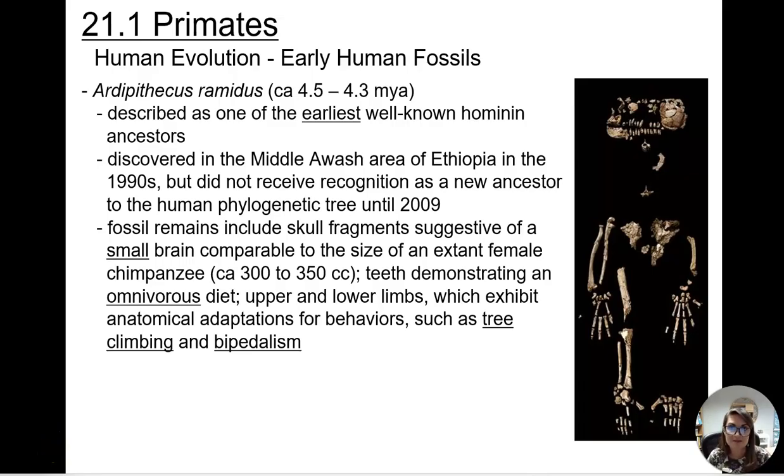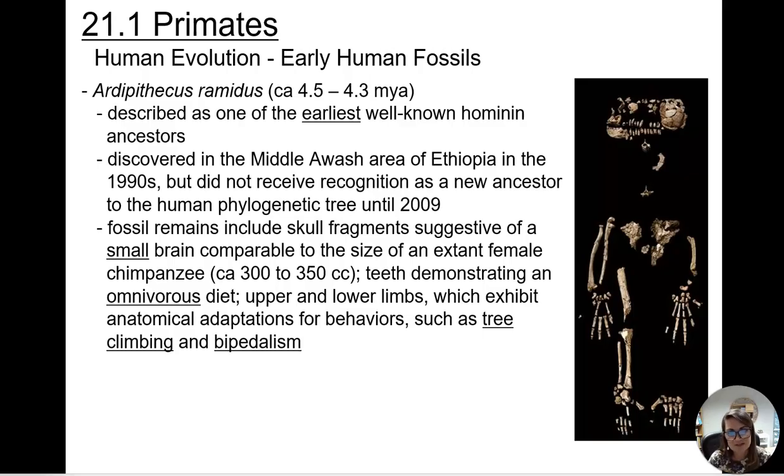Ardipithecus ramidus is going to appear about 4.5 to 4.3 million years ago. They're going to be described as one of the earliest well-known hominin ancestors. They were discovered in Middle Awash in the area of Ethiopia in the 1990s, but they did not receive recognition as a new ancestor to the human phylogenetic tree until 2009. Fossil remains are going to include skull fragments suggestive of a small brain comparable to the size of the extant female chimpanzee, around 300 to 350 cubic centimeters.